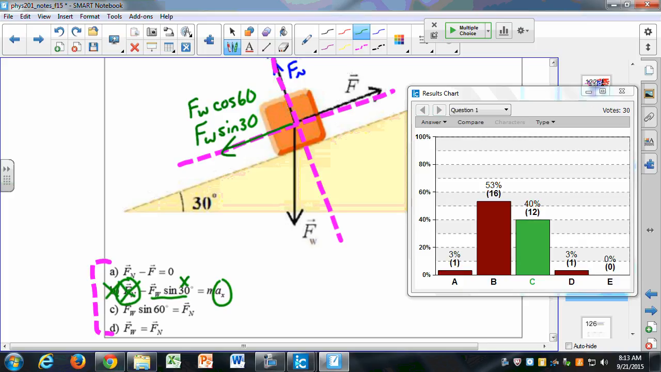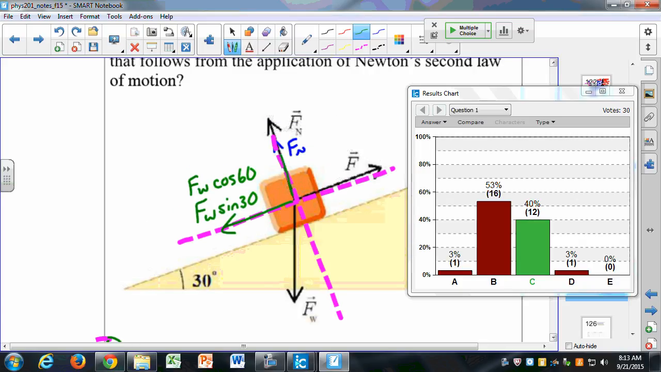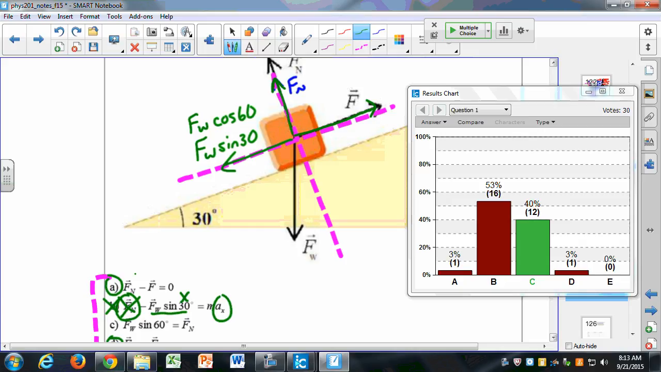For D, the weight is equal to the normal force. The weight and the normal force are related, but it's going to be a component of the weight, so it's going to be Fw sine of 60 that would equal the normal force. And up here, Fn minus F is equal to 0. Fn is on the y-axis, F is on the x-axis. So these two forces are not related at all. So C is the right answer there.